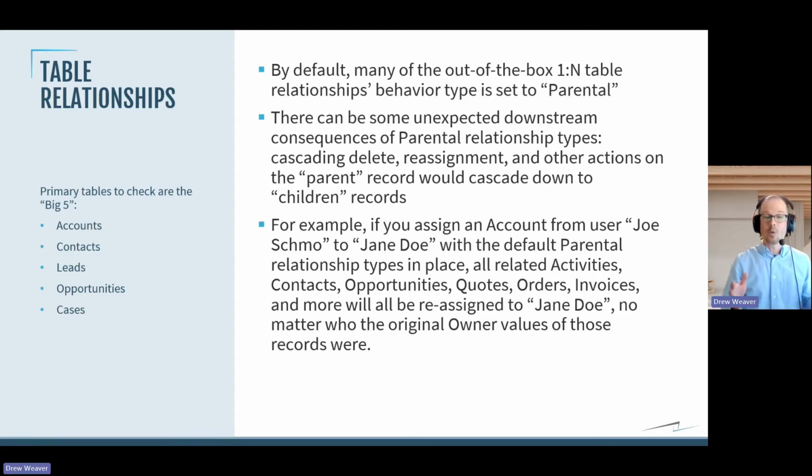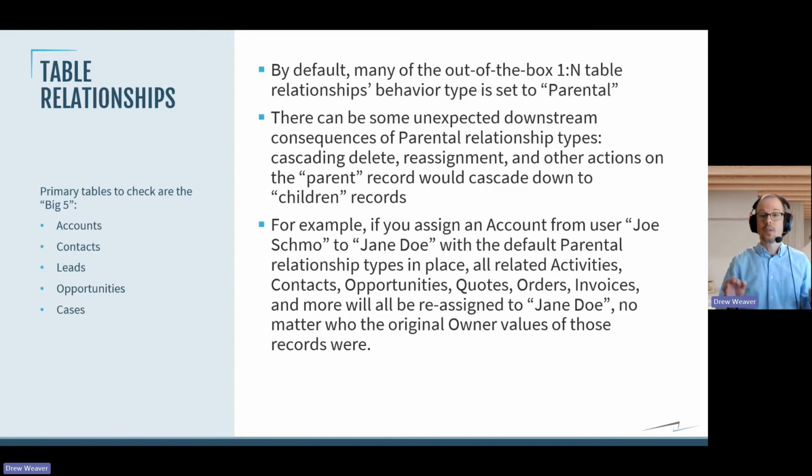So table relationships, again, we're going to be focusing on the parental behavior type between one to many table relationships. If you have these intact, and by default, they are prevalent in quite a few places in the big five tables. Big five would be accounts, contacts, leads, opportunities, and cases. There can be some unexpected downstream consequences. If you take an action on the parent record, there could be cascading behaviors on the related children records. So cascading delete, reassignment, other actions will cascade down from the parent to the child.